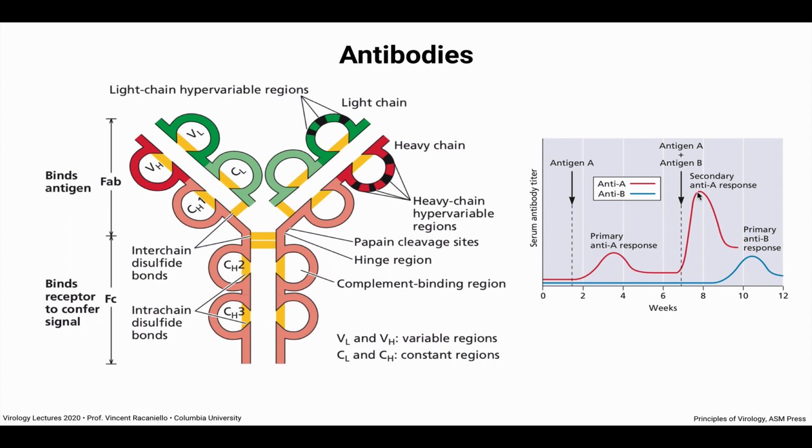Even that memory response will decline in time. You don't need to keep producing a lot of antibodies when the infection is cleared. Now, in this experiment, the second immunization with antigen A, we also mixed in some antigen B, and you can see you have a typical primary response to antigen B. So if the antigen's not been seen before, you will have a primary response which takes longer and which is of lower titer than the memory response.